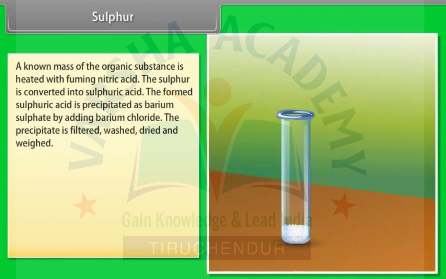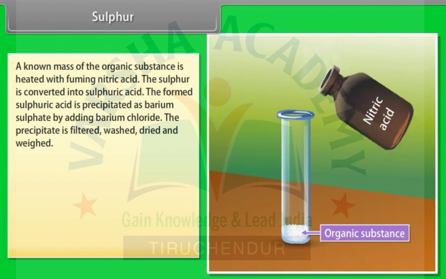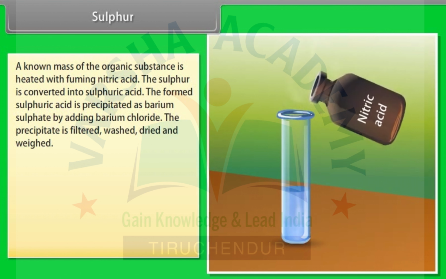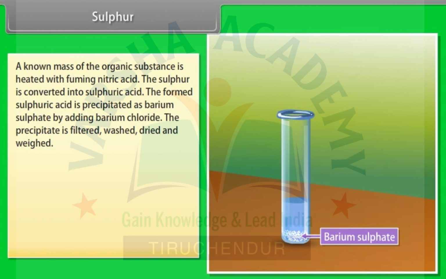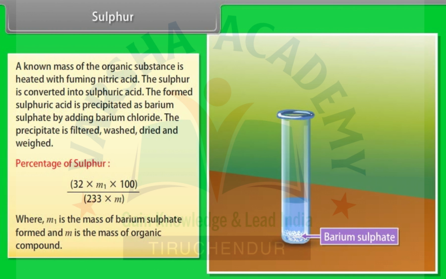Sulfur. A known mass of the organic substance is heated with fuming nitric acid. The sulfur is converted into sulfuric acid. The formed sulfuric acid is precipitated as barium sulfate by adding barium chloride. The precipitate is filtered, washed, dried and weighed. Percentage of sulfur. 32 into M1 into 100 divided by 233 into M, where M1 is the mass of barium sulfate formed and M is the mass of organic compound.